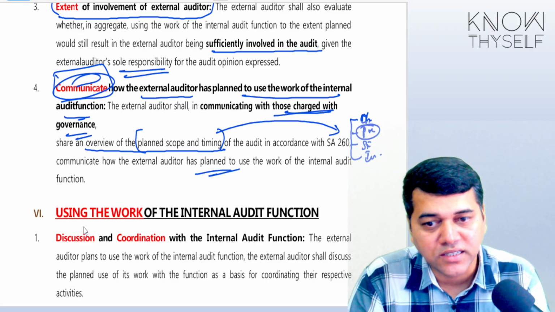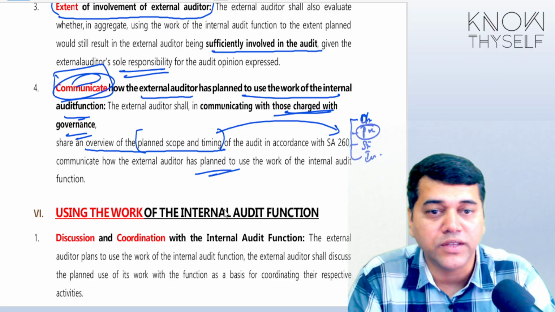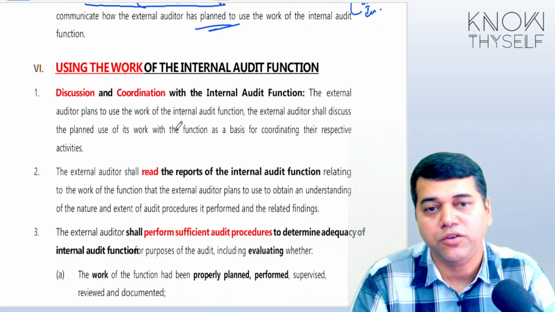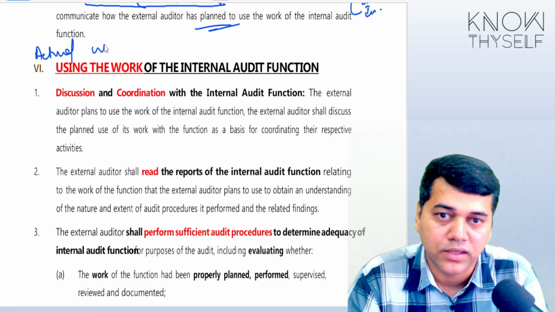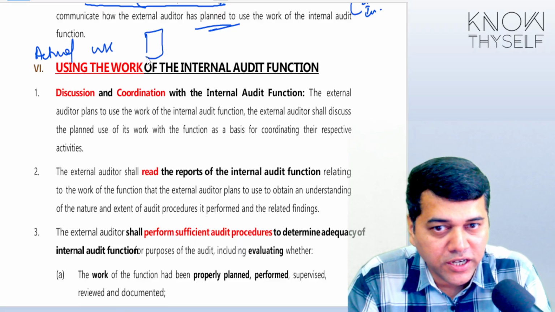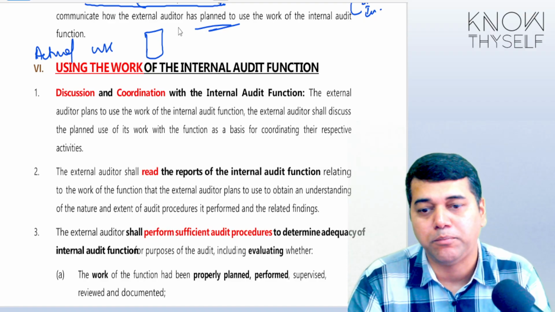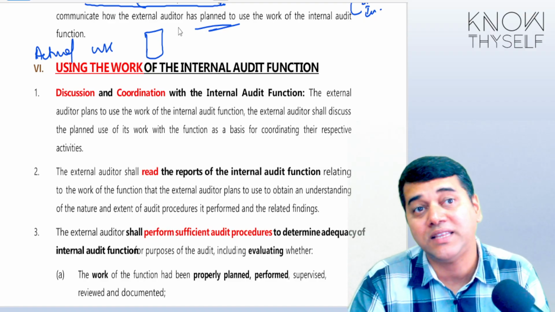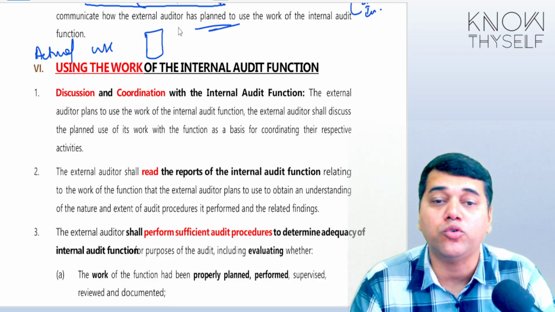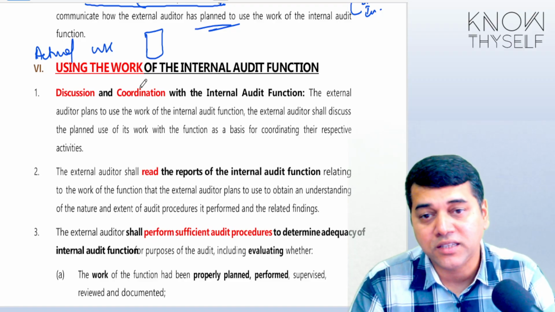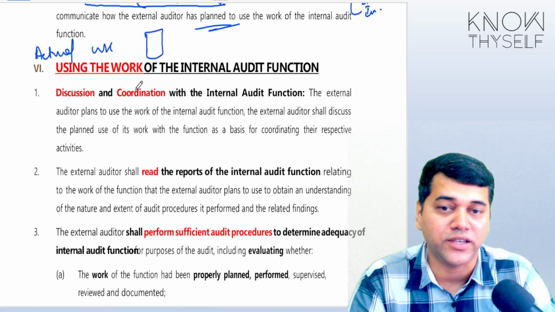And the third, you are using the work of the internal audit function. Now, if you have planned, then you are actually using. This is called actual use. What happens now? Internal auditor's report is there in your hand. Point number 1, you need to see whether I can use. Second, if yes, then which and to what extent I can use. And the third question, actually using it.